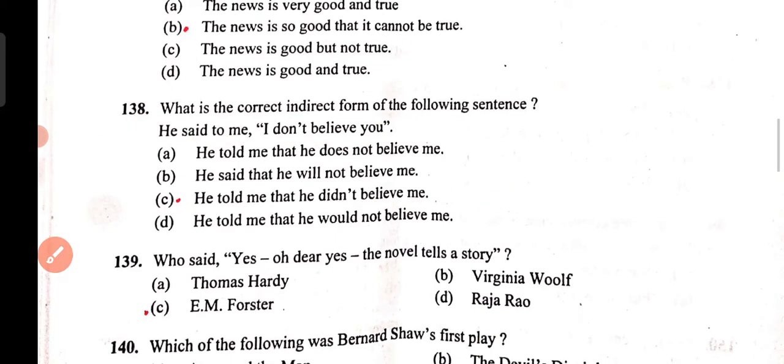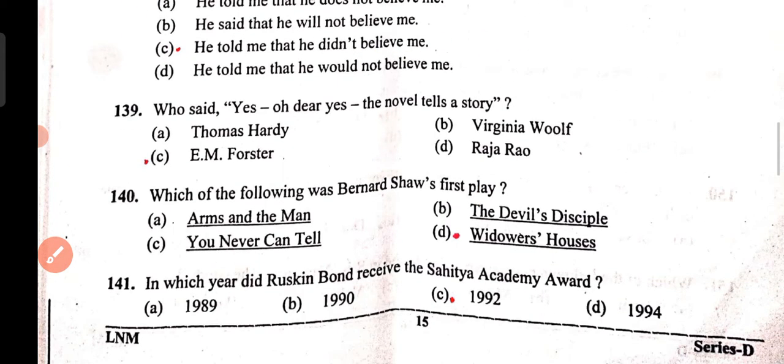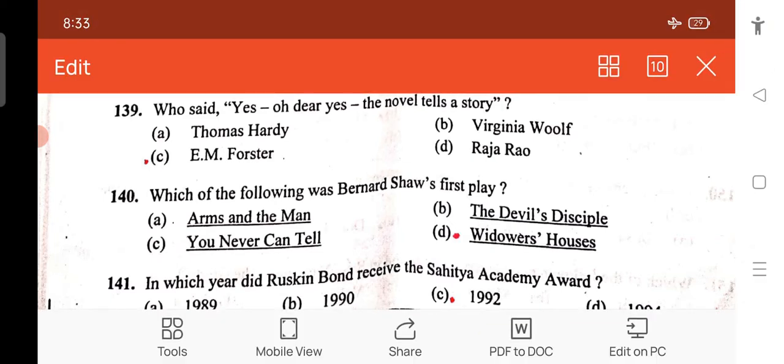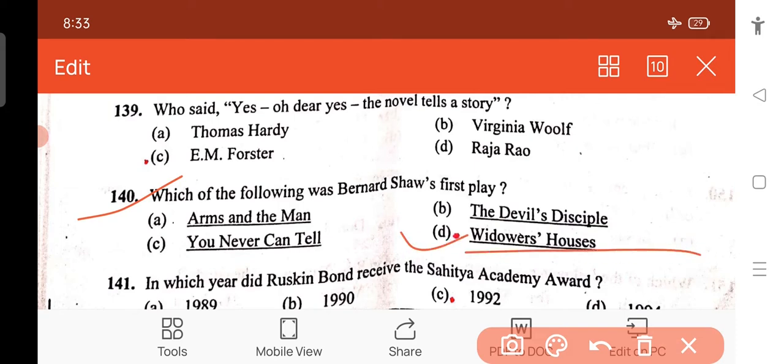Now the question number 139. Who said "Only connect" in his novel? So E.M. Forster said it. Now the next, 140 question. Which of the following was Bernard Shaw's first play? Option number D, Widowers' Houses.